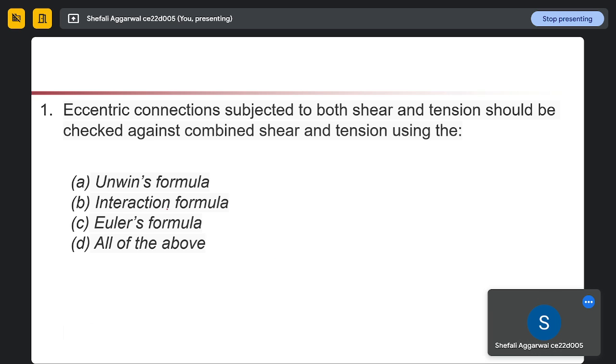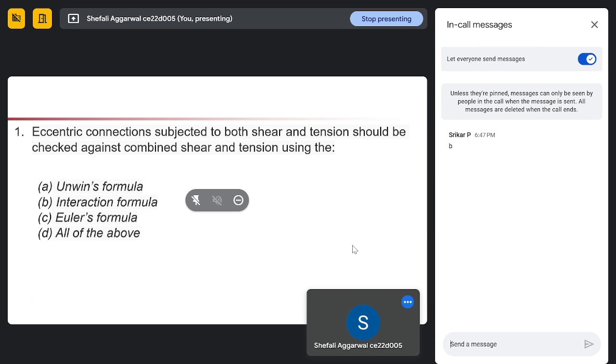First question: an eccentric connection subjected to both shear and tension should be checked against combined shear and tension using which formula? Euler's formula, interaction formula, or all of them? We have seen this in our first slide itself. This is our interaction formula: shear force divided by design shear strength, squared, plus tensile force divided by design tensile strength, squared, should be less than or equal to 1.